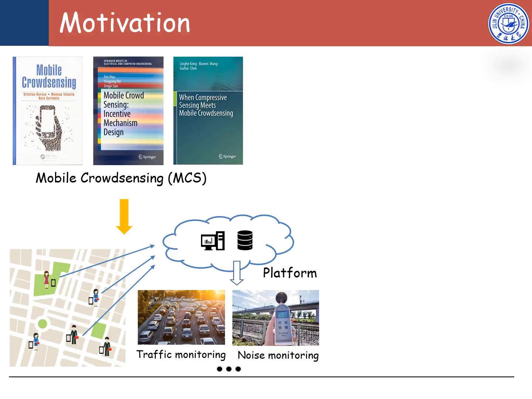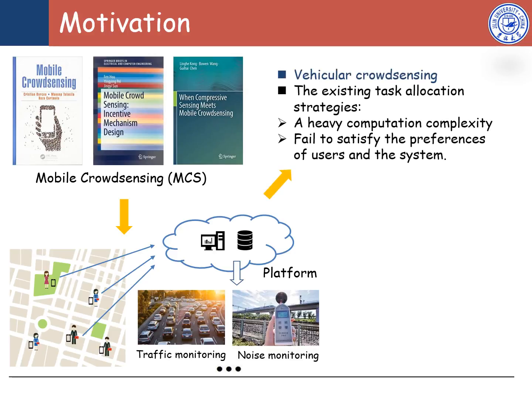Vehicular crowdsensing is a special case of mobile crowdsensing. It takes advantage of the mobility of vehicles to perform the sensing tasks in large areas. In vehicular crowdsensing, the platform needs to assign the tasks to the users. It leads to the task allocation problem. The existing centralized task allocation strategies have a heavy computation complexity, and the centralized task allocation may fail to satisfy all the users with the allocation results.